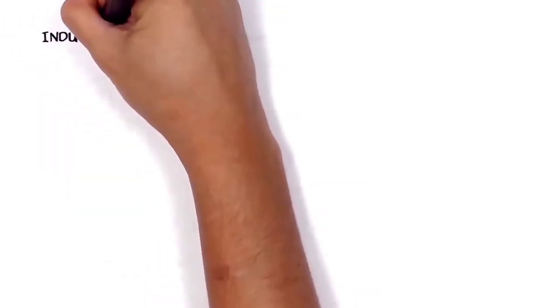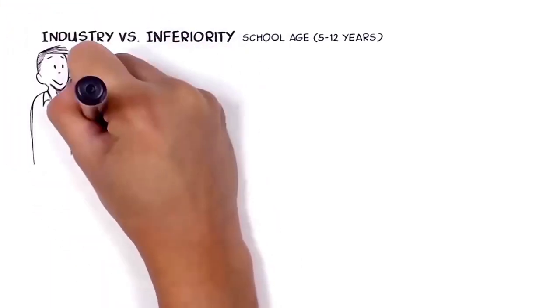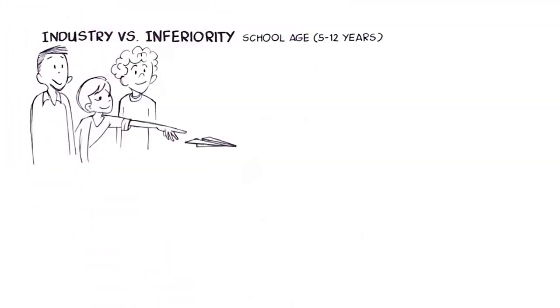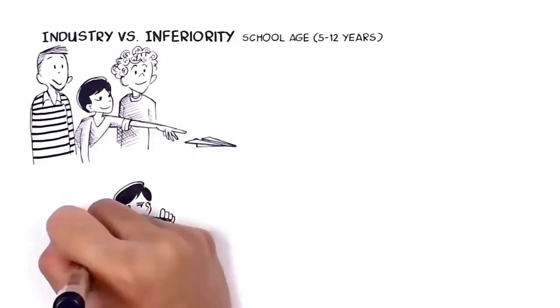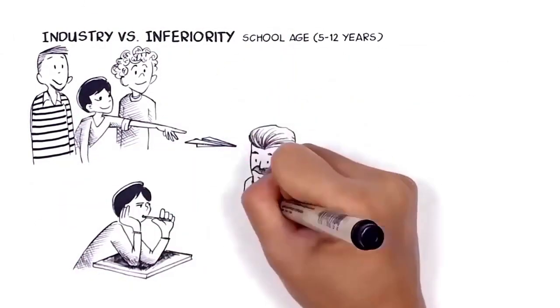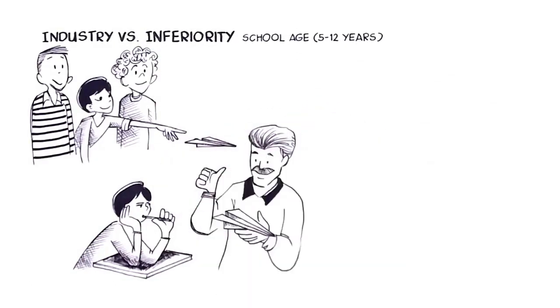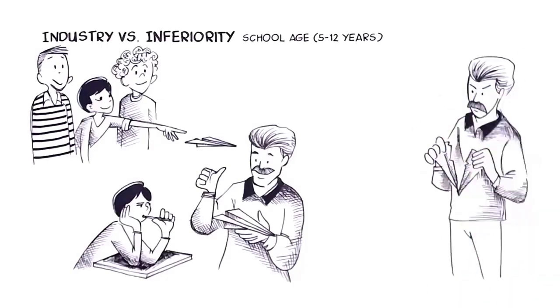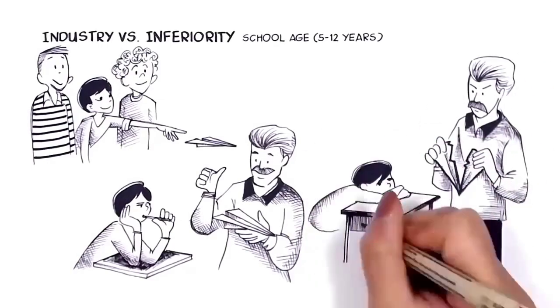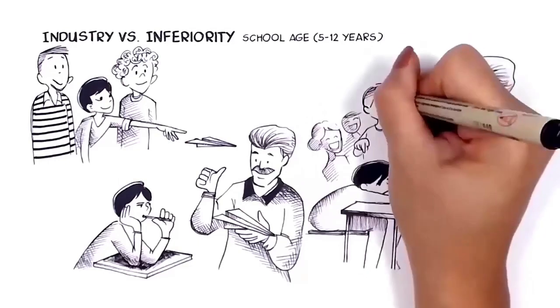Stage 4. Industry versus inferiority. Now we discover our own interests and realize that we are different from others. We want to show that we can do things right. We ask if we can make it in this world. If we receive recognition from our teachers or peers, we become industrious, which is another word for hardworking. If we get too much negative feedback, we start to feel inferior and lose motivation. Our neighbors and schools now influence us the most.